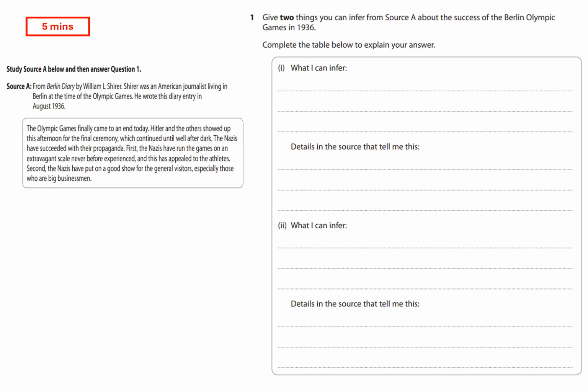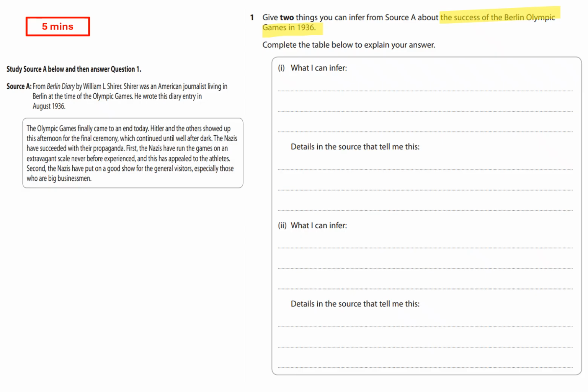What's important here is, when you look at the source, you're not just being asked to infer two random details from the source. It will be about something. So, for example, in this one, I'm being asked about this source here, source A, and it's asking me, what can I learn from this source about the success of the Berlin Olympic Games in 1936? So make sure when you answer this question that your inference, what you can take from the source, relates to what you are being asked in the question. Don't just put some random inference down. Make sure it relates to the question.